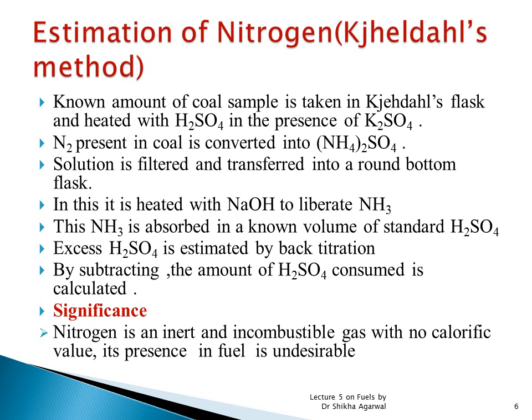Now excess sulfuric acid will be left behind, and how much is left behind is estimated by back titration. By subtracting, we will know how much sulfuric acid is consumed. Once you know how much sulfuric acid is consumed by the ammonia which was liberated, you can very easily find out the percentage of nitrogen in the coal sample.